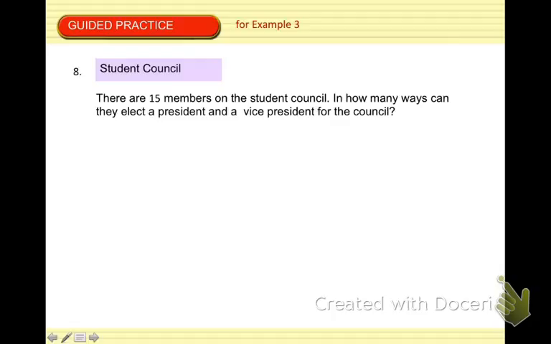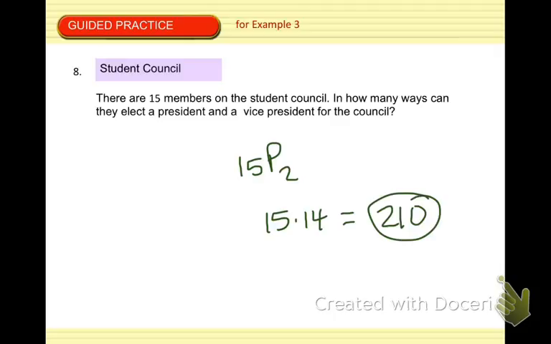There are 15 members of student council. How many ways can you elect a president and a vice president? So again, this does matter, because when you go to choose your president, you have 15 choices. Then when you go to choose your vice president, there's only 14 left, and the order does matter. So this is a permutation of 15 things taken 2 at a time, 15 times 14. There are 210 ways that you could have picked your president and vice president.